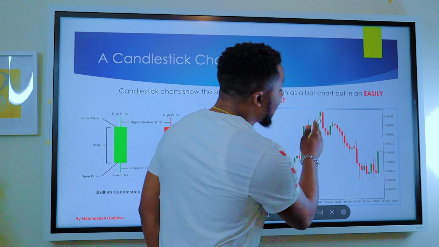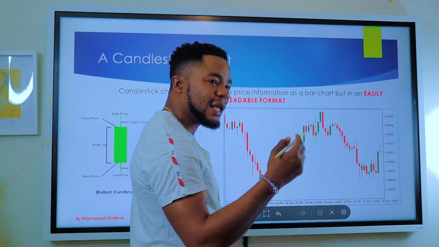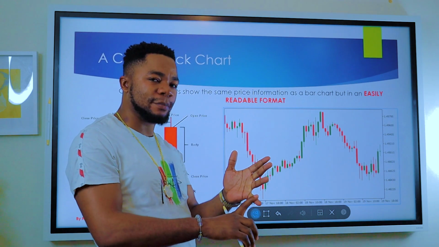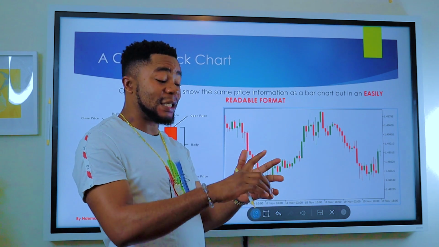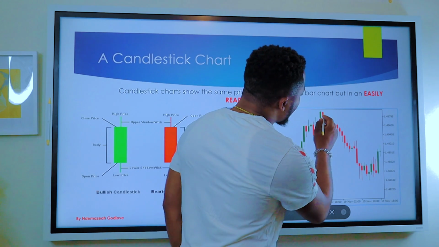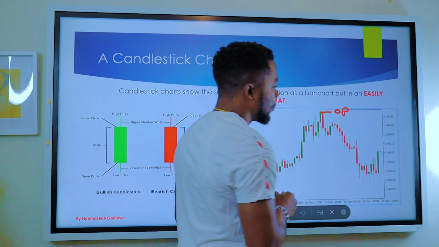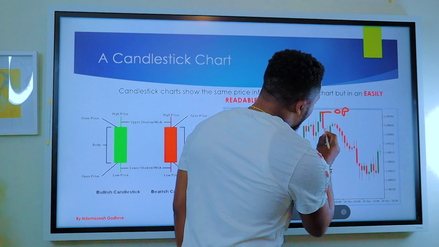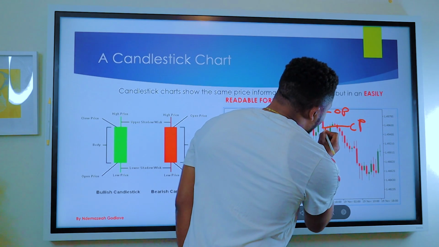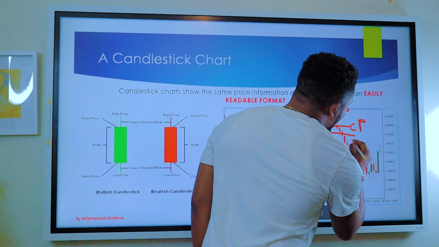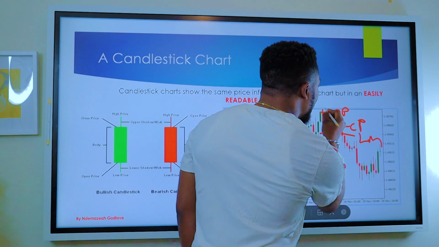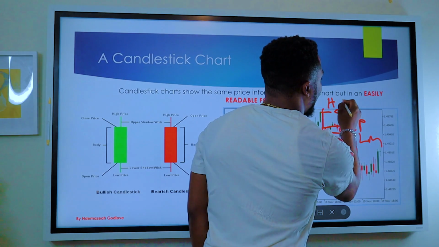So since this candle was red, let's deduce the four most important things: the opening price, the closing price, the high and the low. Here, this was our open price. Then since the market came and closed somewhere here, this was our closing price. You can see there's a small wick here. This small wick represents the low of the market, and this small wick up here represents the high of the market.